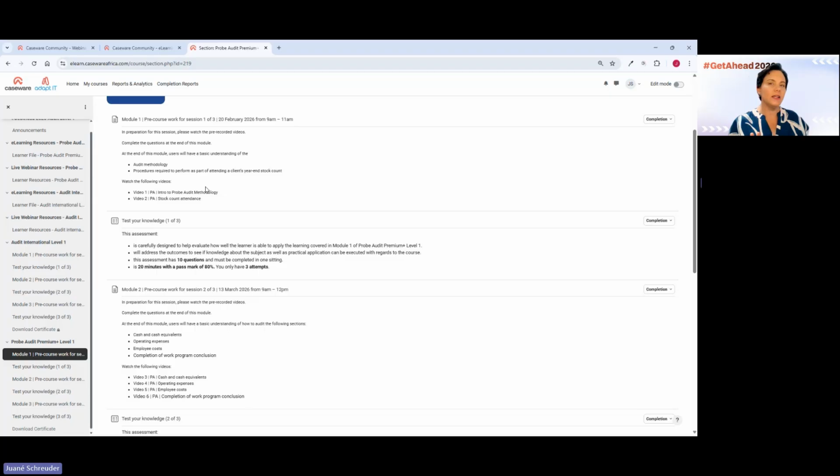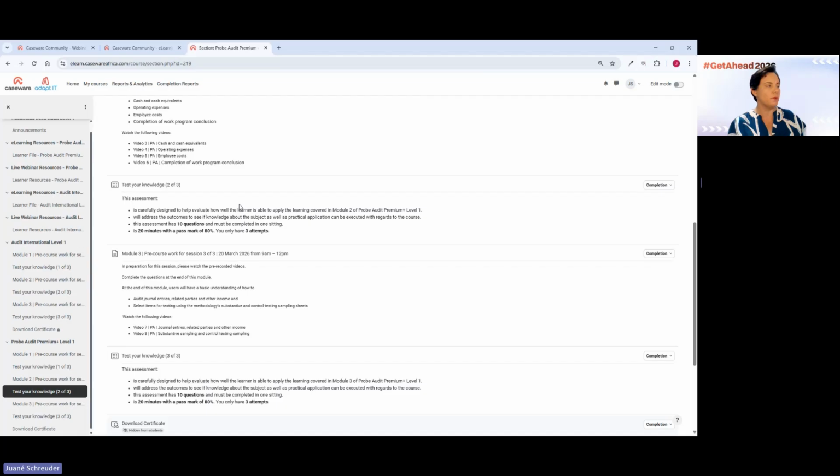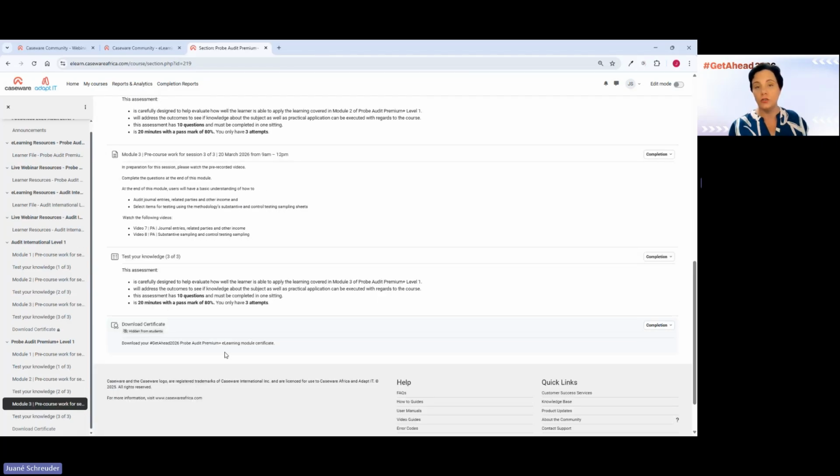So if you find that the software doesn't look right, that the video that you are watching looks a bit strange, just check if you are in the right module or in the right course. And then again, for Probe Audit Premium Plus, you can go all the way through to the end to get your certificate. I don't expect you to have the certificate now already. You're going to basically work through the modules as we continue through the course material.